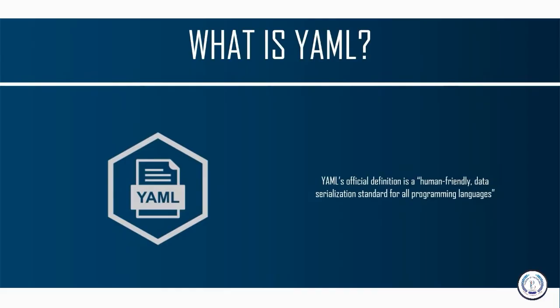This makes it very ideal for dual human-machine use cases, such as log files, configuration files, inter-process messages, and in this case, also for Kubernetes config and definition files. Now let us discuss some of the most common use cases as to why YAML files were really created.